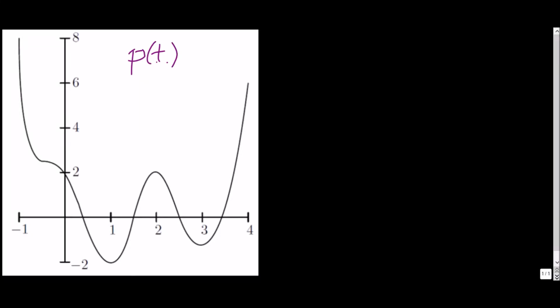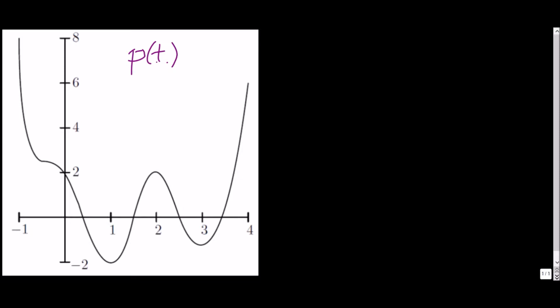Section 1.13 deals with average rates of change again. So we were introduced to it a few classes ago, but now we're going to take a deeper look into what it really means for us. What I'm looking at right now is a graph, and we're going to call this our function p.